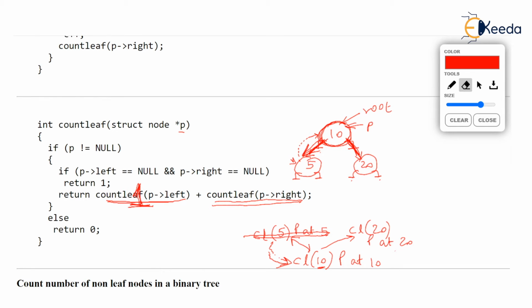Pointer for 5. So what happens when count leaf 20 runs? P is at 20 now and it is leaf, isn't it? You can see that when count leaf for P at 20 begins, it's a valid node. P is not null. So we ask, are both pointers null? Yes, indeed. And it returns 1. So count leaf 20 ends because it is returning 1.